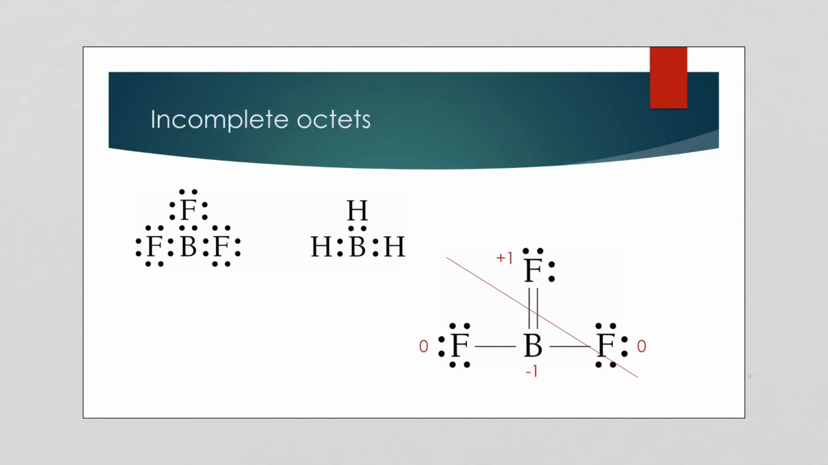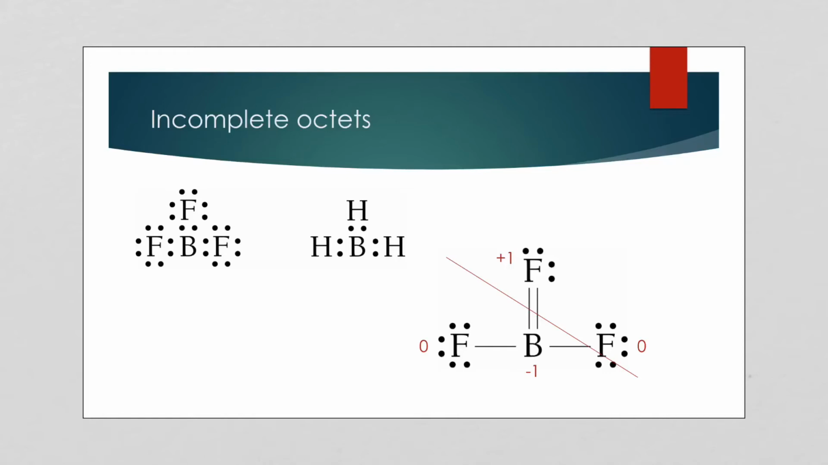So incomplete octets, again, this is going to occur in group 3. So I got some structures from boron here. For example, we have BF3, right? It's going to look something like this. We have BH3. It's going to look something like this. Now, these are both perfectly fine Lewis structures, right? Boron is perfectly happy only having 6 electrons around it, right? It's in group 3, only has 3 valence electrons. It's going to be good and happy.